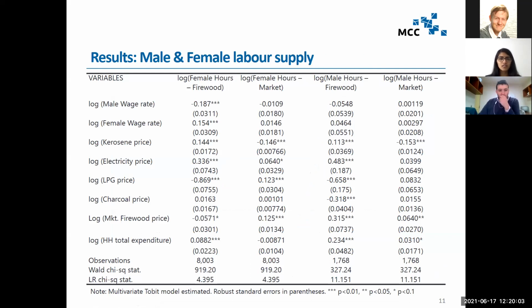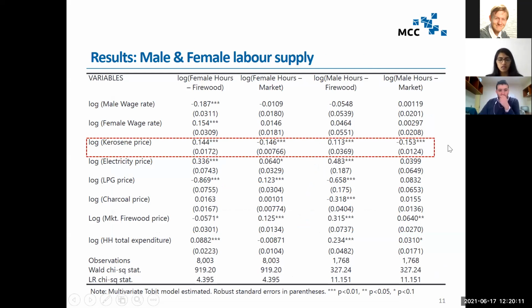I now have the results for male and female labor supply, and the key statistics that we're focusing on for the moment are kerosene prices, because we want to understand what combinations of different fuel prices might actually trigger an energy transition. So can we get households to switch to LPG, for example?